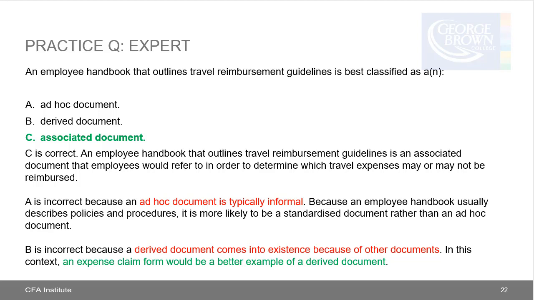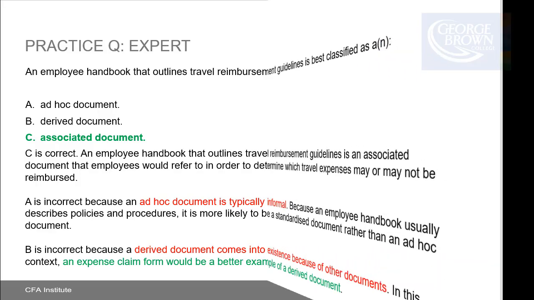Remember, a derived document comes into existence because of other documents. In this context, an expense claim form would be a better example of a derived document. Remember the taxi receipt or airline receipt? That was the original document, and the expense claim is the derived document. Ad hoc documents are emails, things like that, not formal, and an associated document is like a handbook that outlines guidelines.